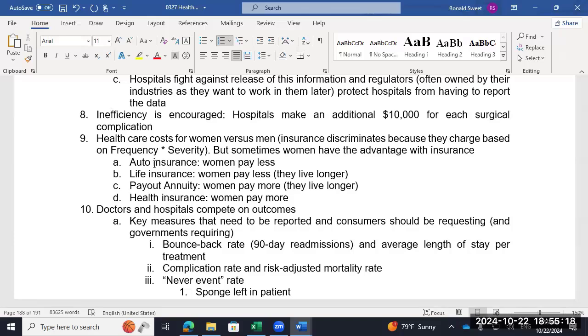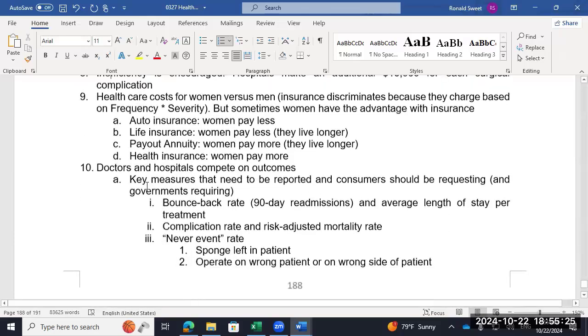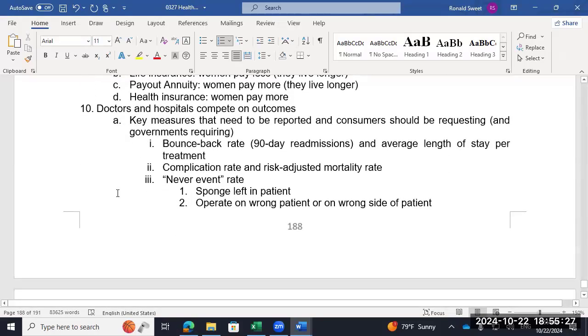Healthcare costs for men versus women. We talked about that. How are you going to handle that? So we already got through that one pretty well. All right, so we're going to get into this with Porter, but what are key measures that you as a consumer would want to know about a hospital?